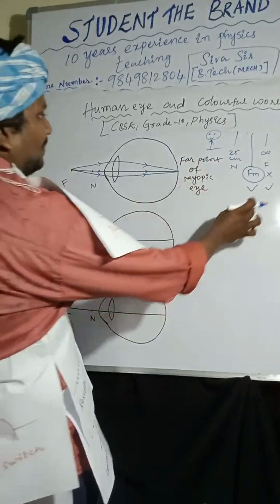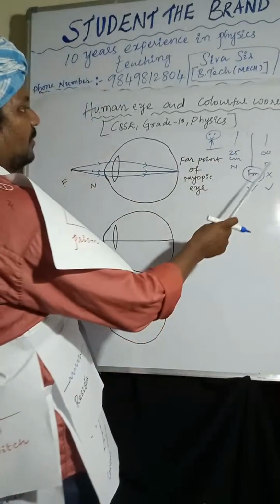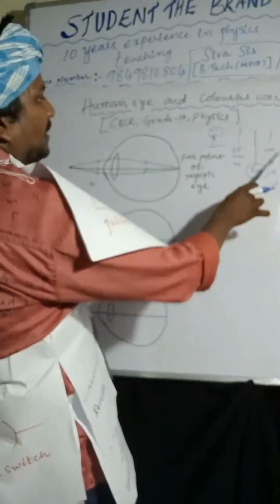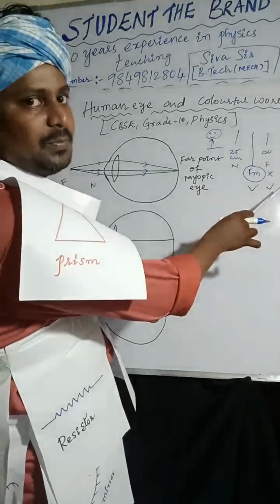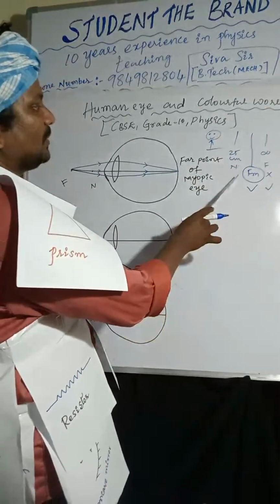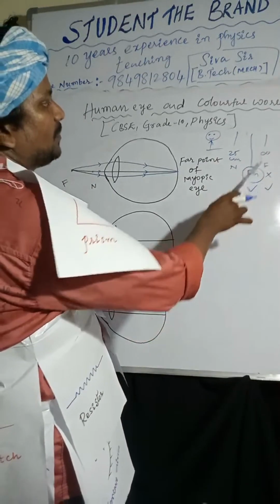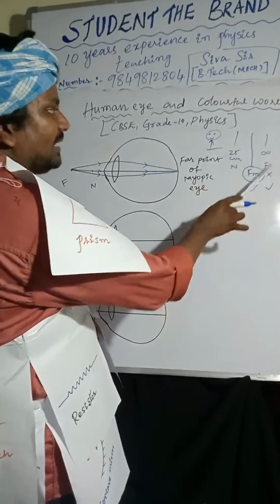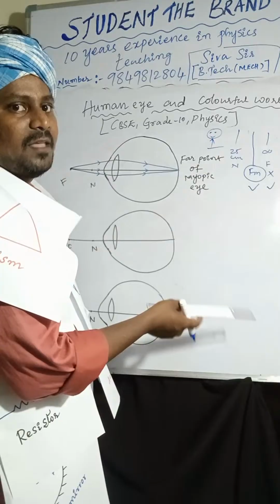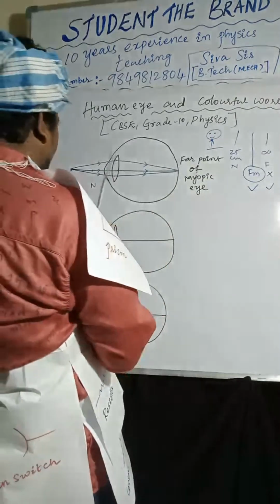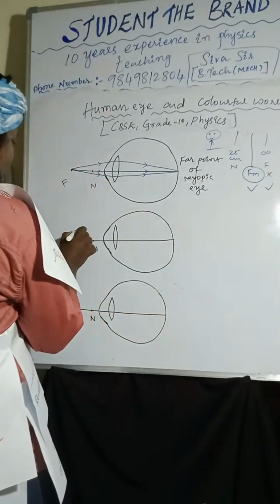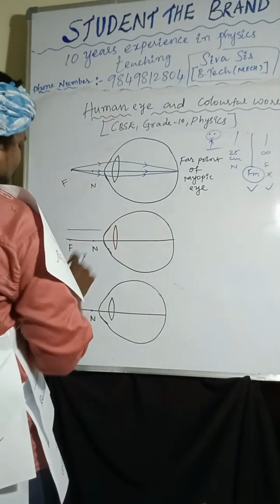If the light rays are coming from infinity, what happens? As I said, he can't see this point, but he can see 25 centimeter. If the light rays are coming from infinity, what happens? We'll see now. So I'm taking the light rays coming from infinity like this.